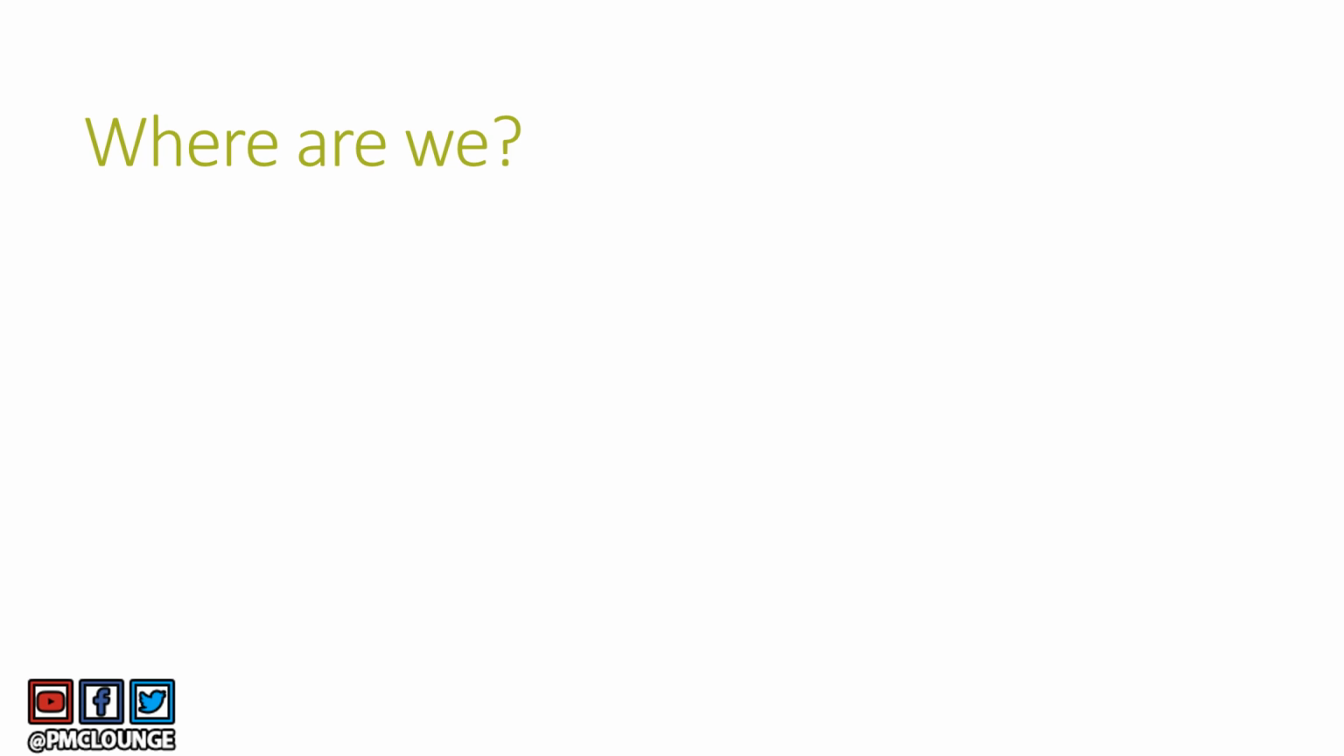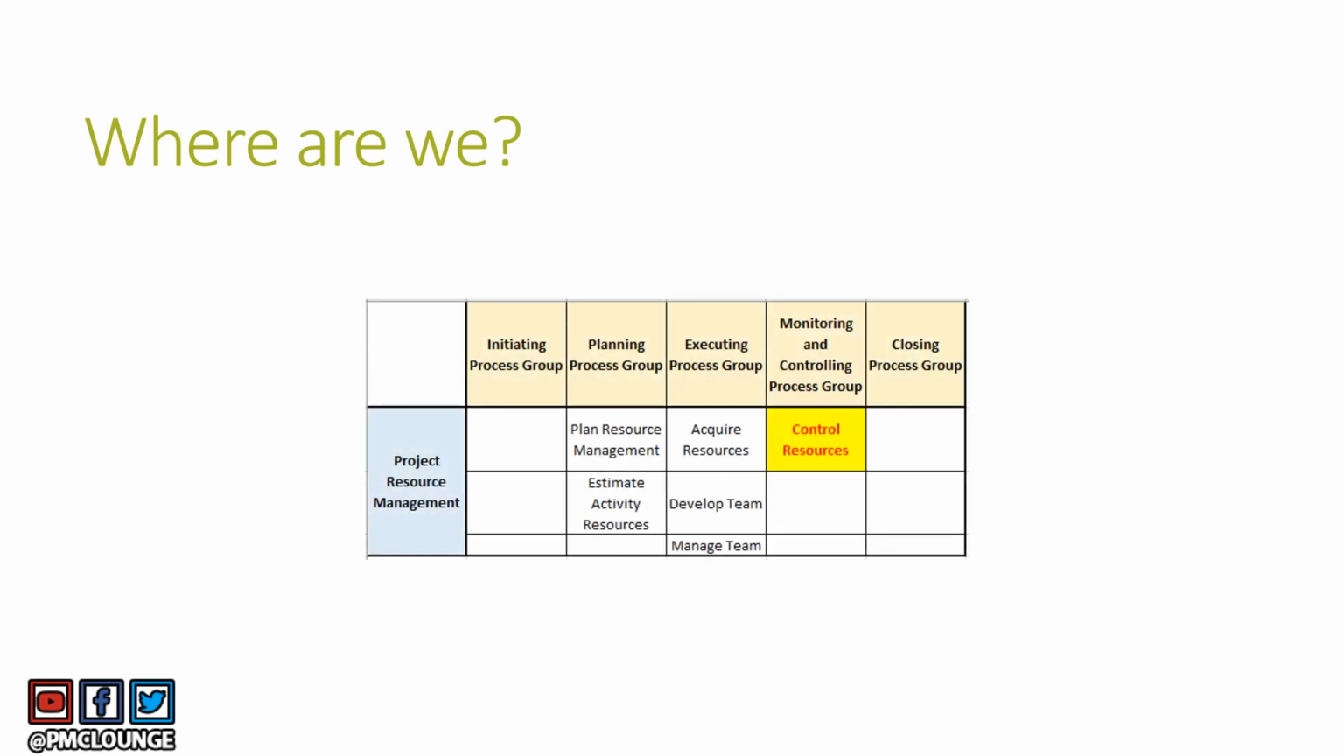So as always, let's try to understand where we are, and this is where we are. This is the resource management knowledge area, the monitoring and controlling process group, control resources process. This is where it lies. So this is what we are discussing today. Every other process listed here is something that we have already discussed. Do check them out and then come back and check the control resources process out. As you can see, the only process in monitoring and controlling process group is this one. Let's get started and understand what it is all about.